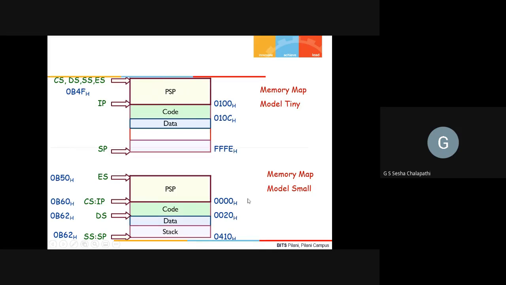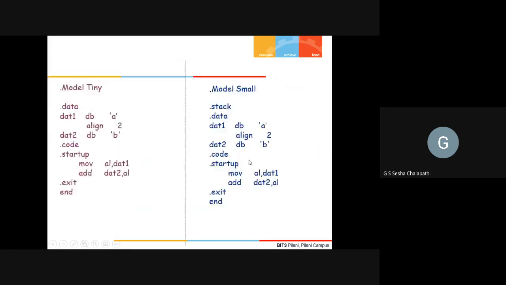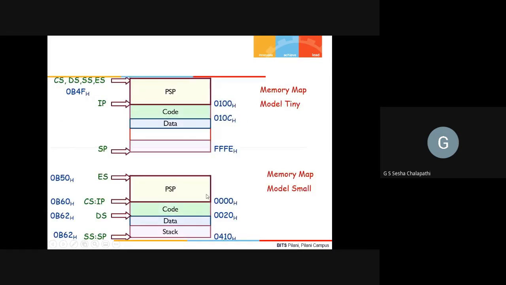In .model small, as we discussed in the last class, you will have 2 segments, one for DS and one for CS. You will have a different segment for CS and DS, for example the CS and IP values here, the SS and DS values here, so a different data segment here. In .model Tiny, CS, DS, SS all point to the same location. In small, they will have a different pointer for CS and DS, and SS also will have a different pointer.